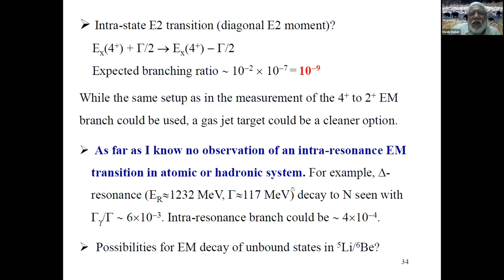So this is an intriguing thing because it could give you a measure of the quadrupole moment of the 4 plus resonance, something which is quite unique. You can't get it any other way. And it's probably the analog, in some sense, of the Coulomb scattering reorientation effect. Okay, and then of course, finally, you could also look at other possibilities of electromagnetic decay in unbound states, 5 lithium, 6 beryllium, and so on.